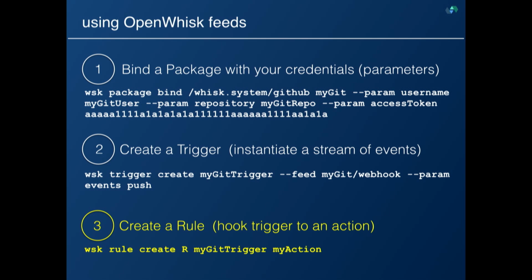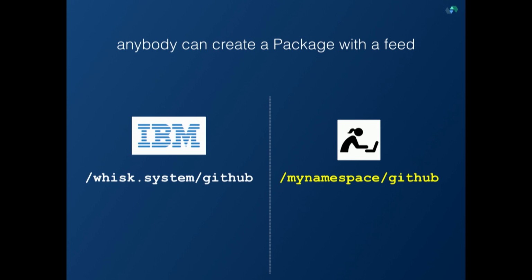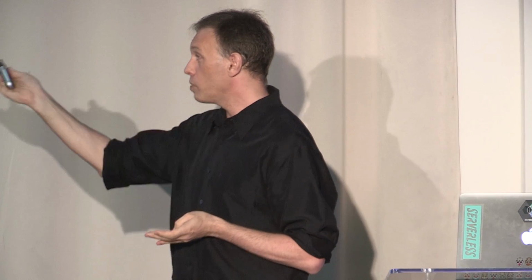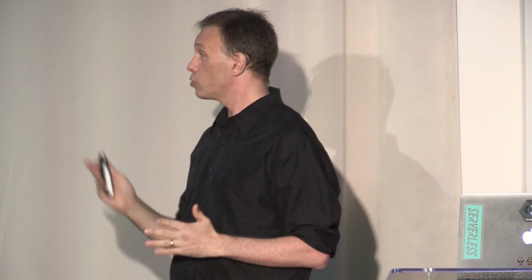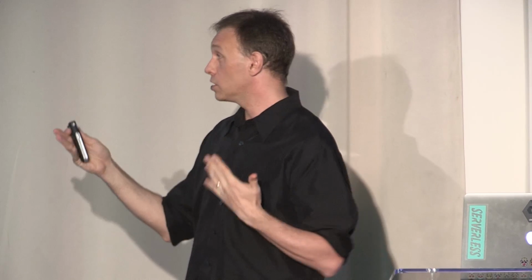Once you have a trigger, my Git trigger, I'll create a rule, in this case called R, which is saying when an event comes in on my Git trigger, pipe it to an instance of my action. So what I want to talk about is how you would implement this GitHub trigger yourself. As I said, if you saw in the previous slide, you're using the whisk.system GitHub package. That basically means we wrote it, and we published it under our namespace, which is whisk.system. But the point of what I want to go through is that anybody could do this.